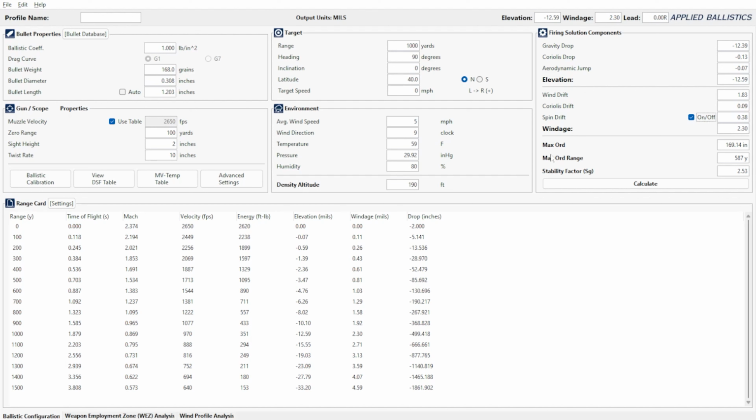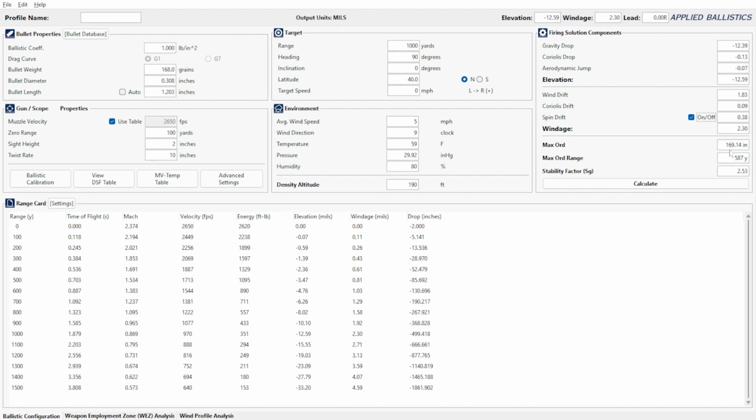Then below here we've got our max ordinate, which is the maximum height that projectile is going to reach. That's given out in inches, 169.14. Our max ordinate range is basically the range at which that maximum height is reached. So at 587 yards, you know that you're going to reach this height here.